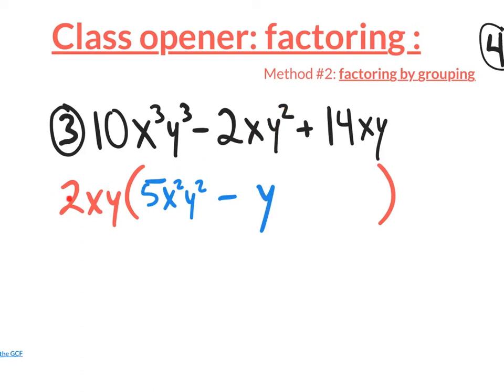And the last one, 2xy times what would give us a positive 14xy? Just 7, right? And we're going to put positive 7. And that's factoring out the GCF. What is the GCF? This guy out here. Everybody cool with factoring out the GCF? All right. Let's move on to question 4.